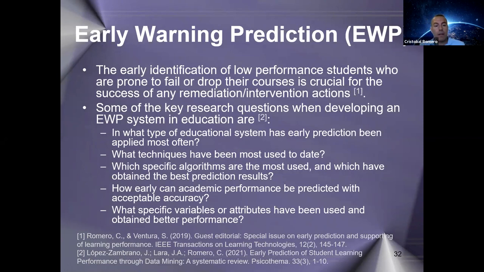In this line, a future key point, hot topic, is early warning prediction. Why early warning prediction? Classification as soon as possible. The early identification of low performance is crucial in education for providing help. So we need to do it as soon as possible, not wait until the end of the course in order to do intervention, which is crucial for success and to provide intervention, remediation, action to the student.